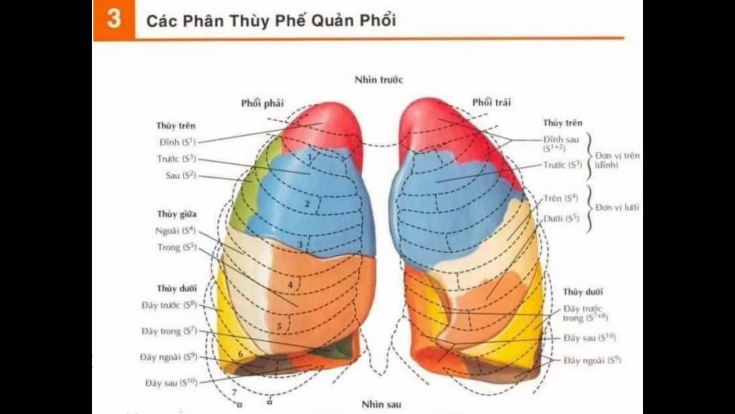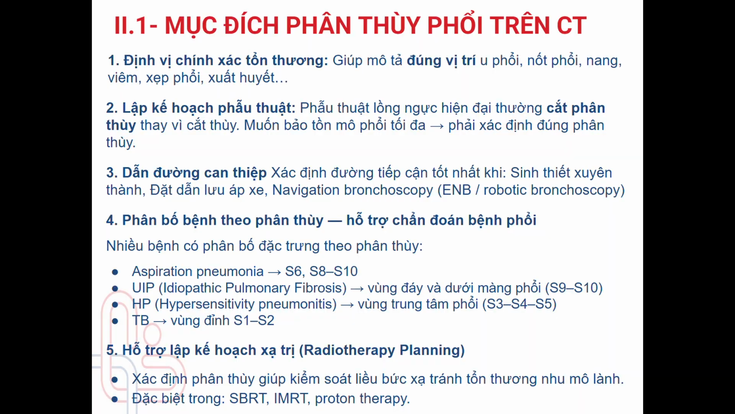atelectasis from lobar collapse. For interstitial lung diseases on CT, specific axial levels such as the aortic arch, carina, right pulmonary artery, and left atrium serve as consistent landmarks to identify segments.